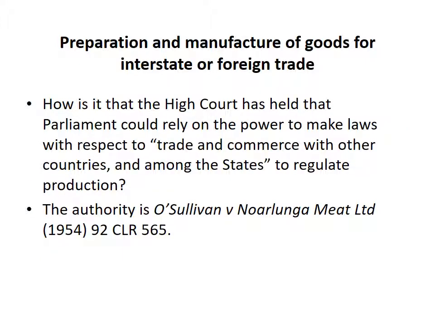These statements are what make the extension of the trade and commerce power to the production and manufacture of goods controversial. The High Court held in Beale v Marrickville Margarine that production and manufacture was not trade and commerce. So how is it that the High Court has held that Parliament can rely on the trade and commerce power to make laws regulating production? The two positions appear to be inconsistent, but the apparent inconsistency is explainable. The starting point for the explanation is the authority on laws regulating production under the trade and commerce power. That authority is O'Sullivan v Noarlunga Meat.